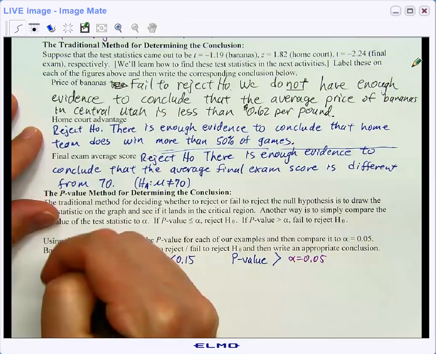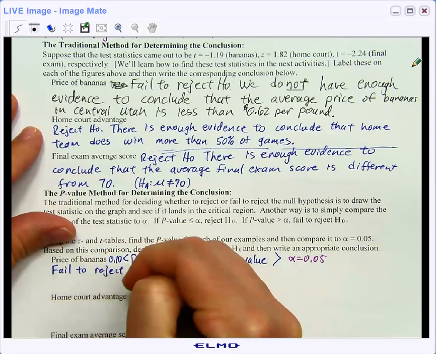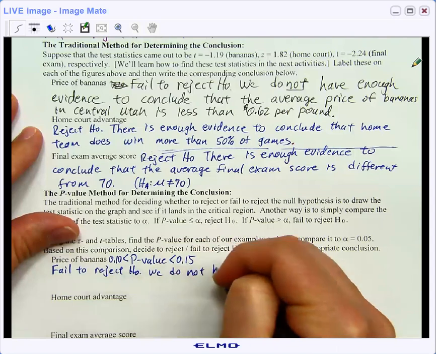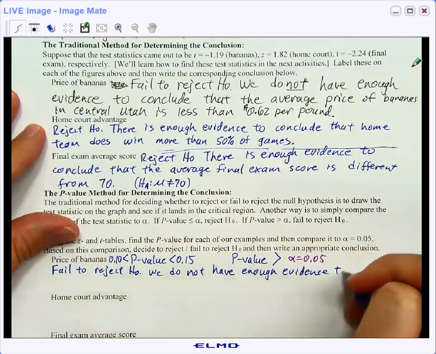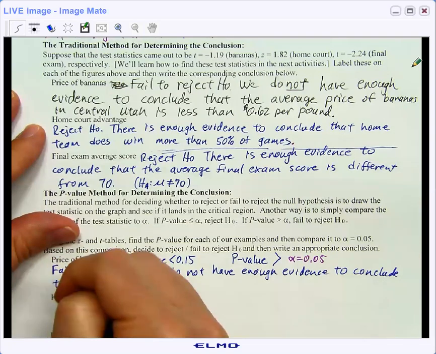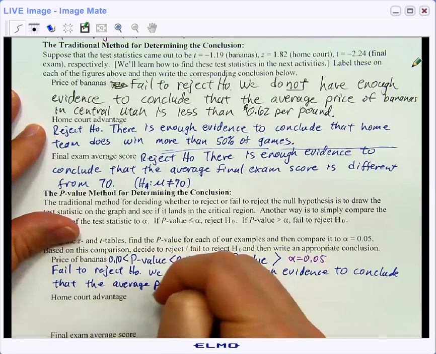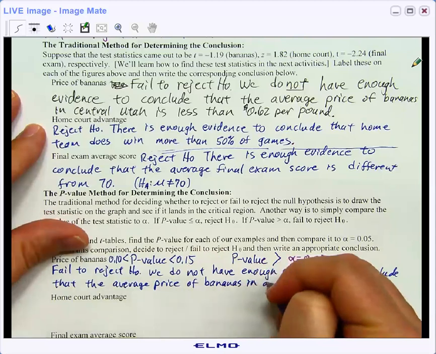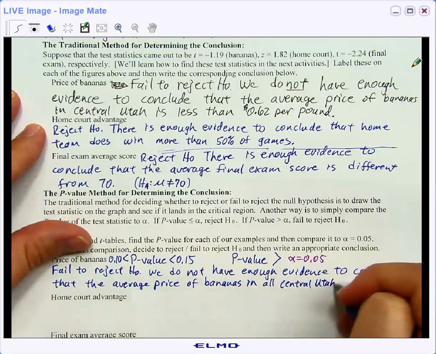So our conclusion will be: fail to reject H naught, meaning we do not have enough evidence to conclude that the average price of bananas in all of central Utah is less than 62 cents per pound.